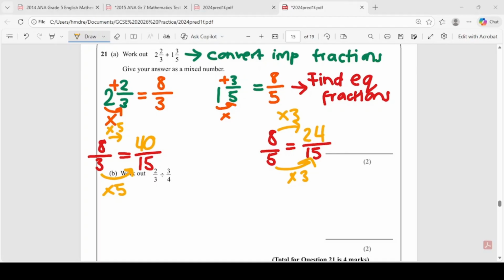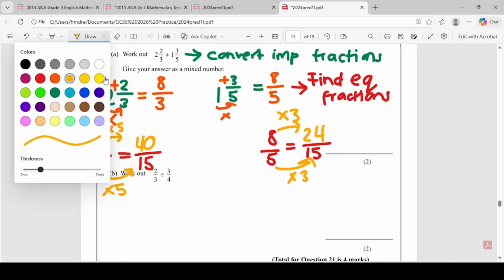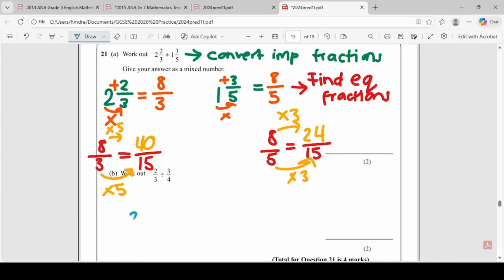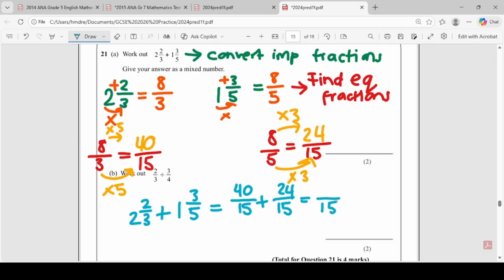And so we can see that instead of saying 2 and 2 over 3 add 1 and 3/5, we can rewrite that as 40 over 15 add 24 over 15. When you're adding fractions, the base stays the same, and you add the top. So 40 add 24 is 64. They want us to give our answer as a mixed number, so we need to simplify this.